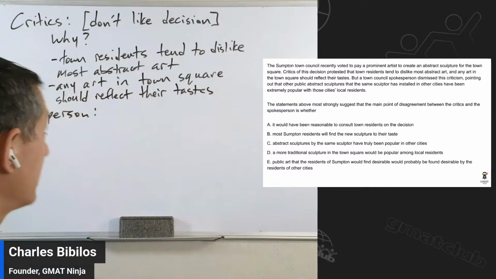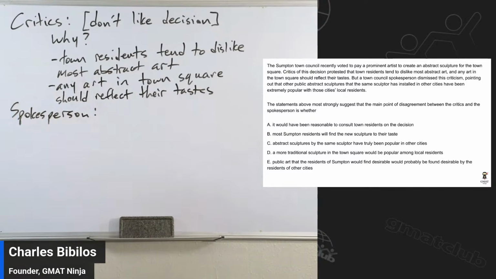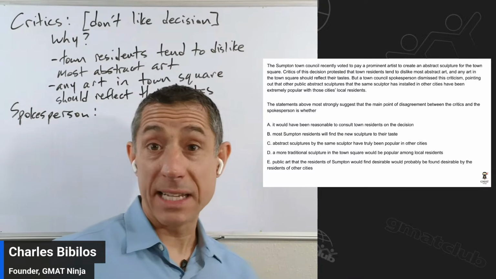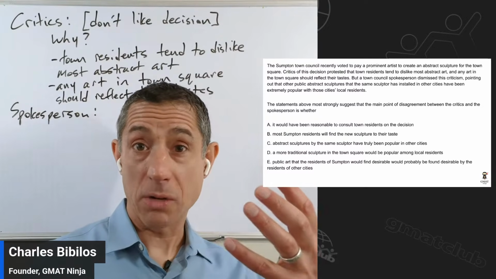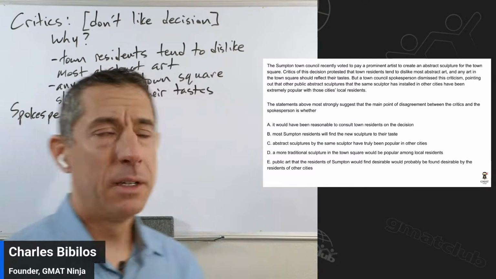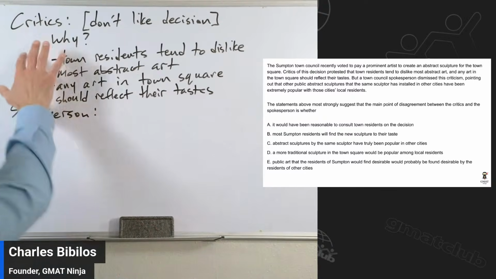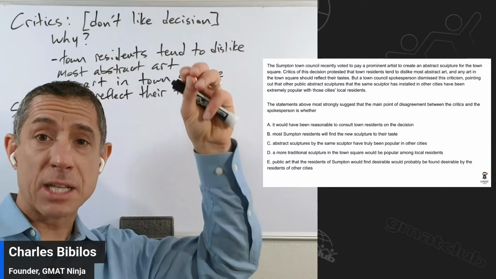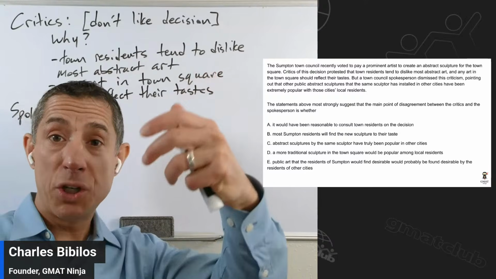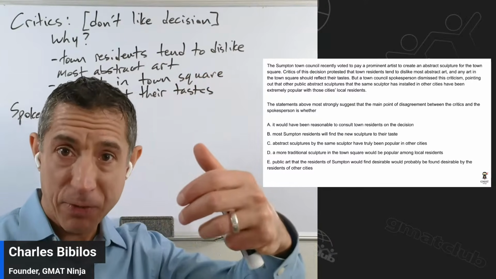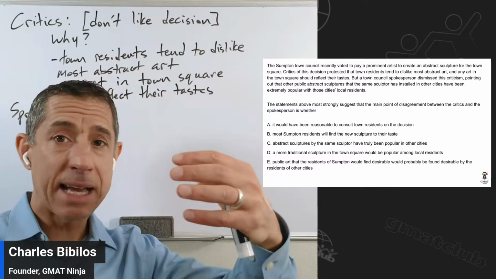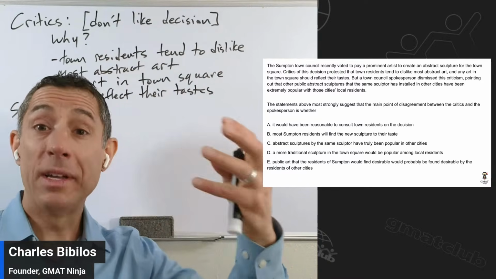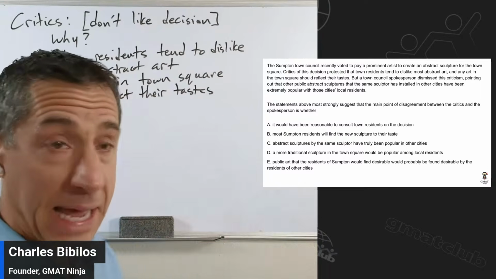What makes them critics? Well, the town residents tend to dislike most abstract art. Any art in the town square should reflect their tastes. Fair enough. So there are the reasons why the critics are criticizing. Okay, then you've got the spokesperson. So look, this is just like conclusion support, same as always. So you can still think structurally, you can still be precise with language, even when you get a question type that you haven't seen before. And again, taking GMAT exams, even if you've practiced a ton, you're going to see some question types you haven't seen before. Just be flexible, but still be systematic.